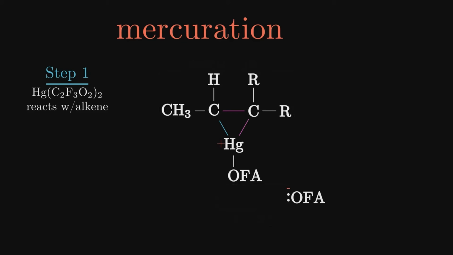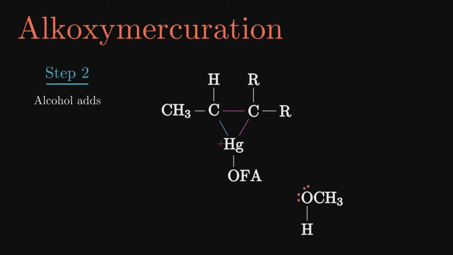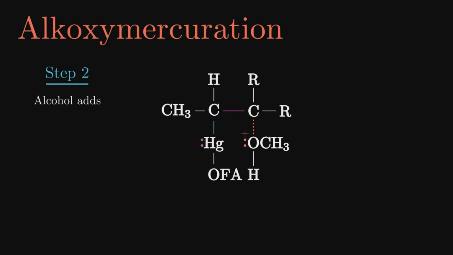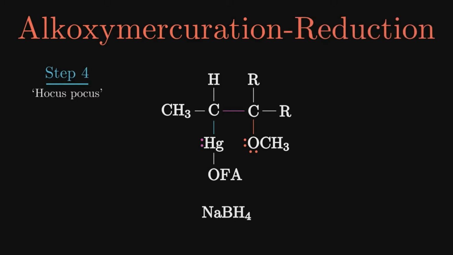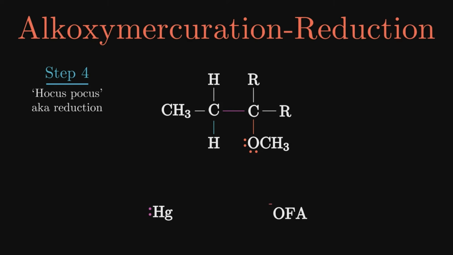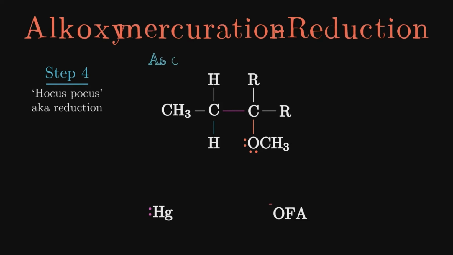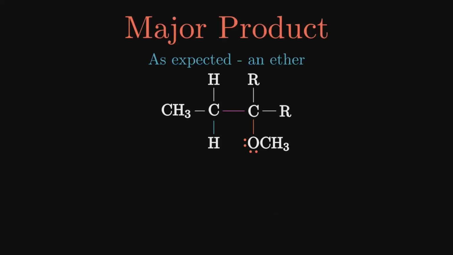Alkoxy begins when the alcohol adds to the carbon with fewer hydrogens. It concludes when the trifluoroacetate lost earlier removes the proton, leaving an ether group on the organomercury intermediate. Once again, sodium borohydride is used for reduction, transforming the carbon-mercury bond into a carbon-hydrogen bond. The final product, as expected with the addition of an alcohol on an alkene, is an ether.